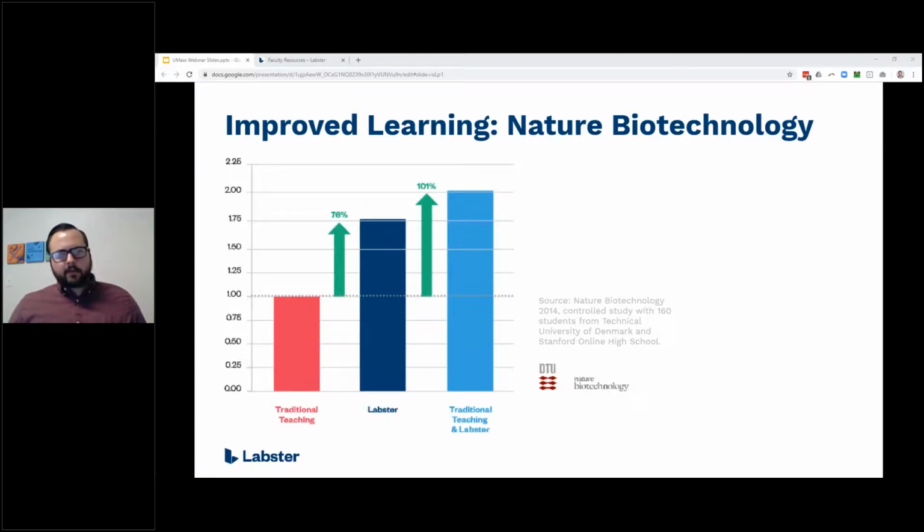Taking it one step further, they also wanted to assess the impact of learning using Labster in combination with that traditional lecture. And the result here was 101% increase in learning outcomes compared to traditional teaching alone. So not only did the use of Labster demonstrate an ability to significantly increase the students' knowledge, but also in a retention test conducted 40 days later, they found that the students retained all knowledge gained as a result of the experiment as well.